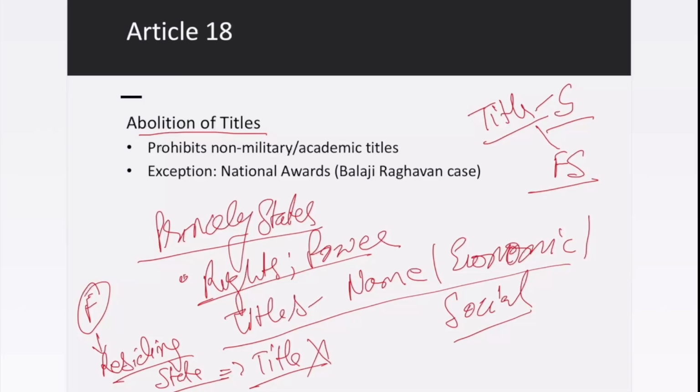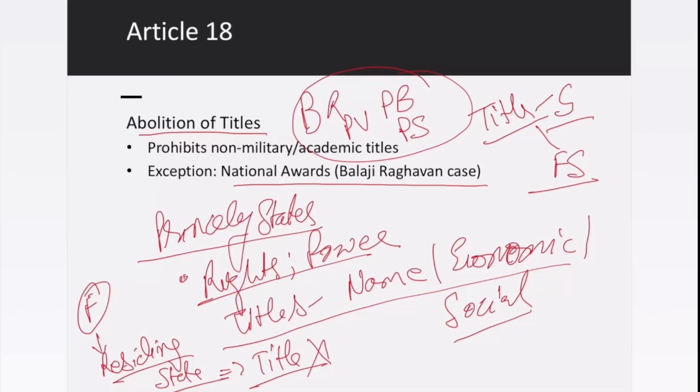Fourth, no citizen or foreigner holding any office of profit or trust under the state is to accept any present or emolument from any foreign state without the consent of the President. But there is an exception to all these. That exception is the national awards like Bharat Ratna, Padma Vibhushan, Padma Bhushan, and Padma Shri awards. These have been upheld by the Constitution and have constitutional validity. So those kinds of titles are permitted, but titles like Rai Bahadur, Raj Bahadur, Diwan Bahadur, which were hereditary in nature, are not recognized under the Indian Constitution.